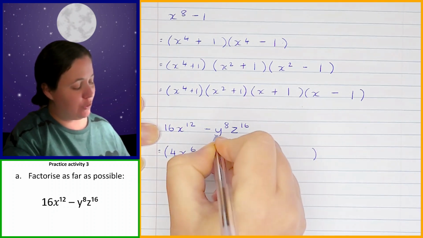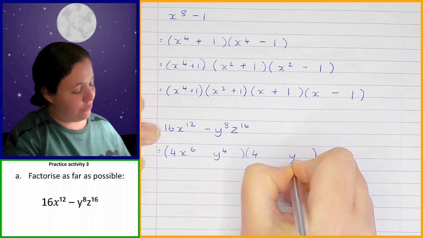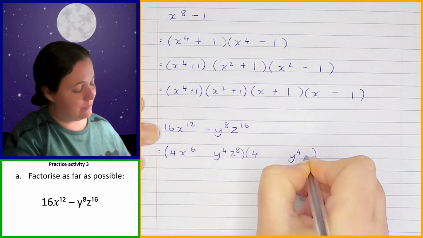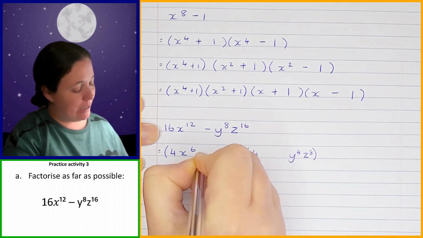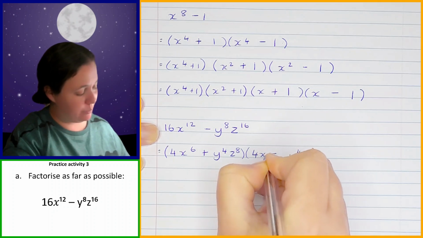Then over here, the square root of y to the power of 8 is y to the power of 4. And the square root of z to the power of 16 is z to the power of 8. One bracket gets a plus and the other one gets a minus. Okay, so this is supposed to be x to the power of 6 over there.